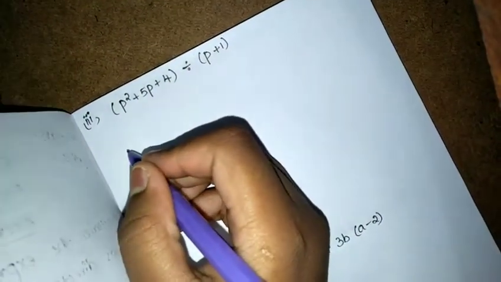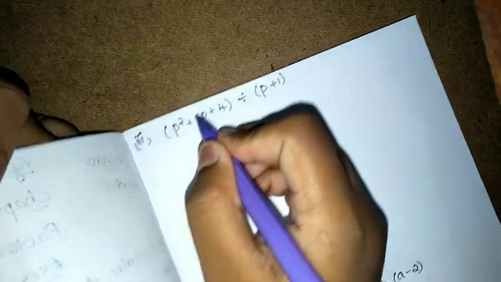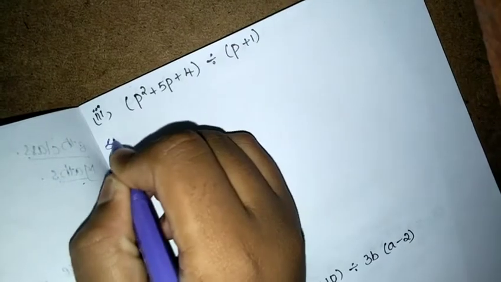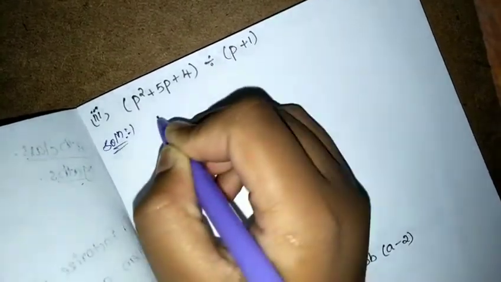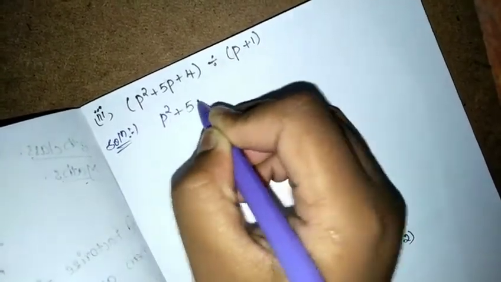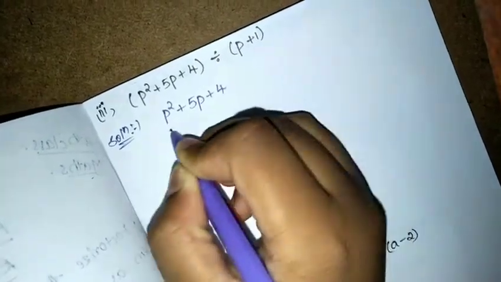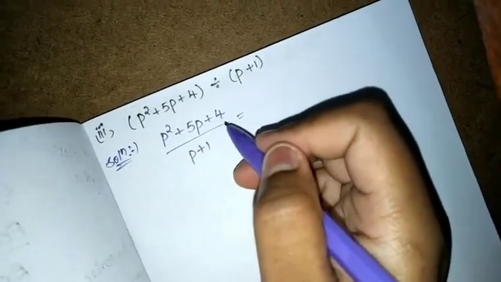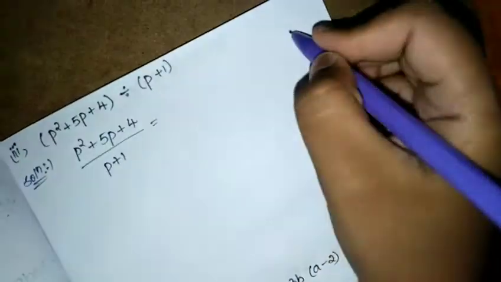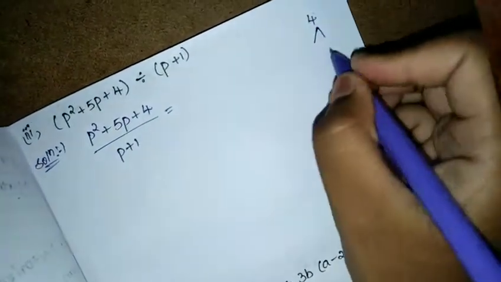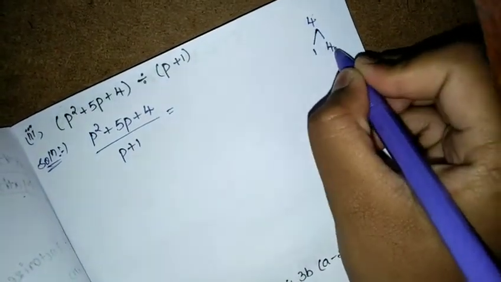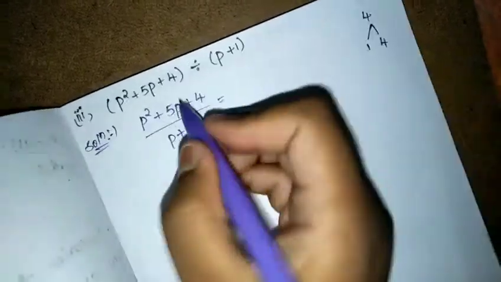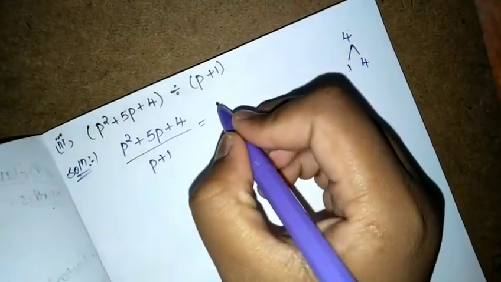Next problem is the third one, p square plus 5p plus 4 divided by p plus 1. Solution for this problem is p square plus 5p plus 4 divided by p plus 1. So we can factorize this expression. We have 4 here. Factors of 4 are 1 four is 4, so 1 plus 4 is 5. So this is our correct pair of factors.